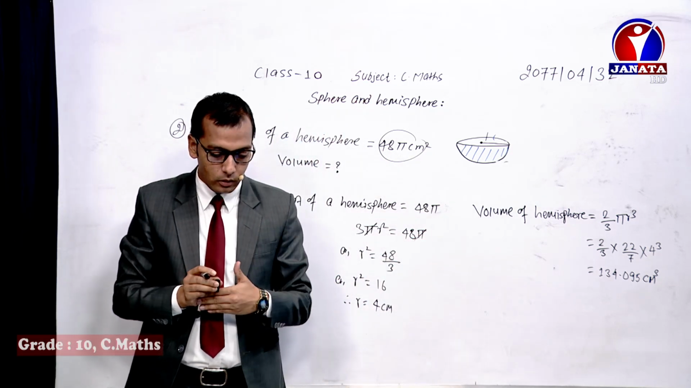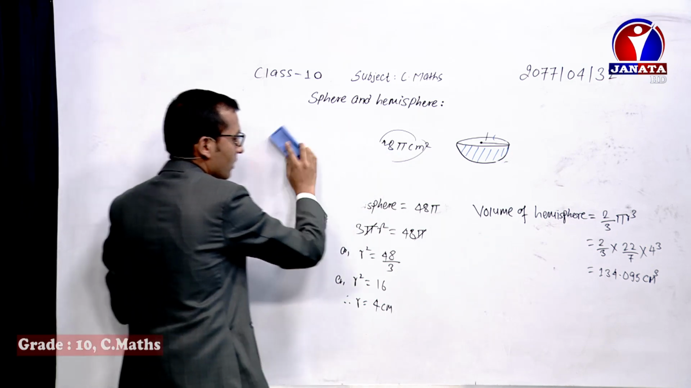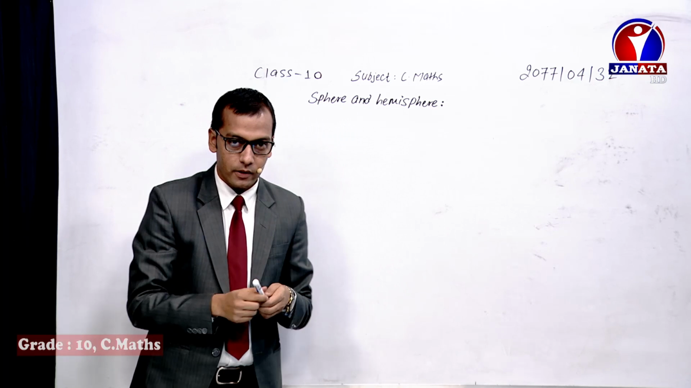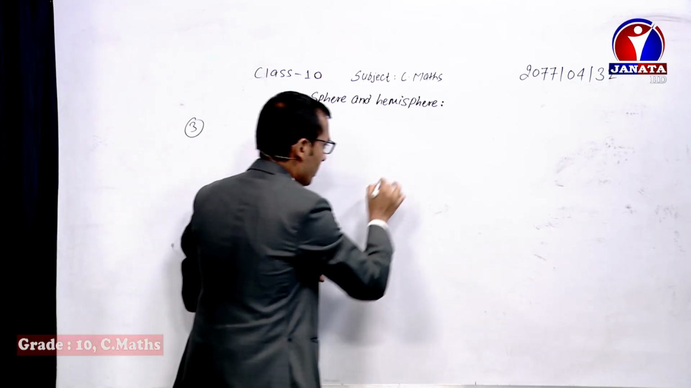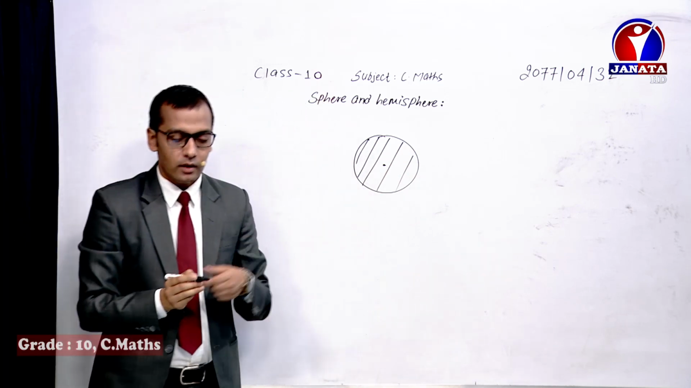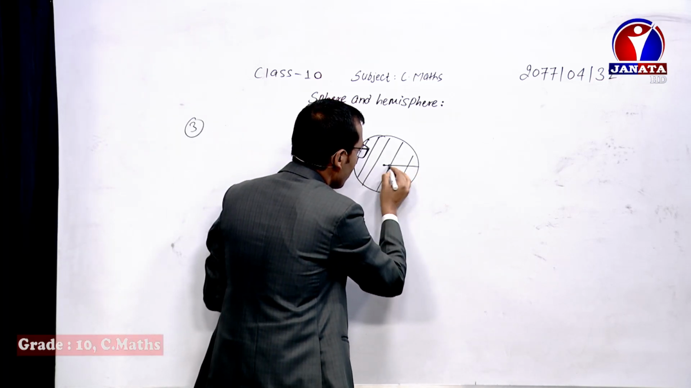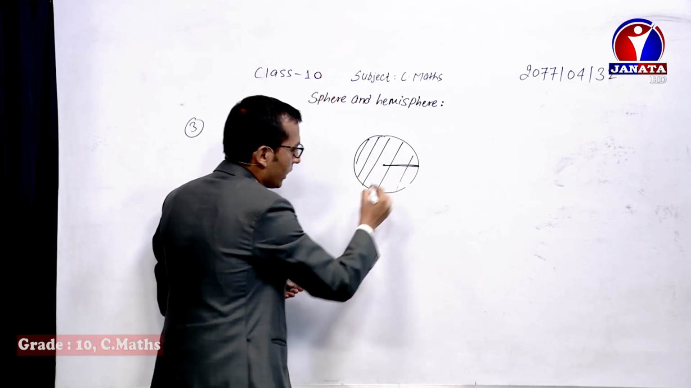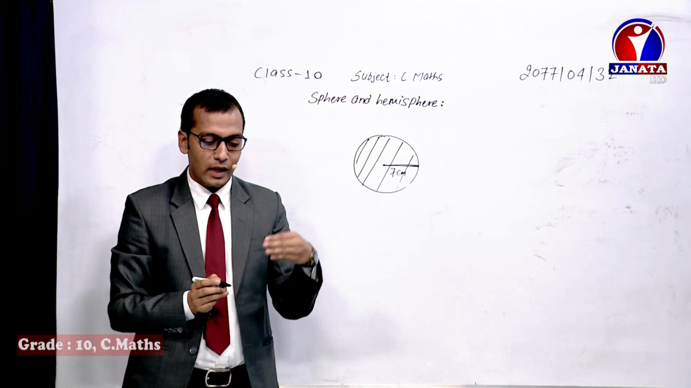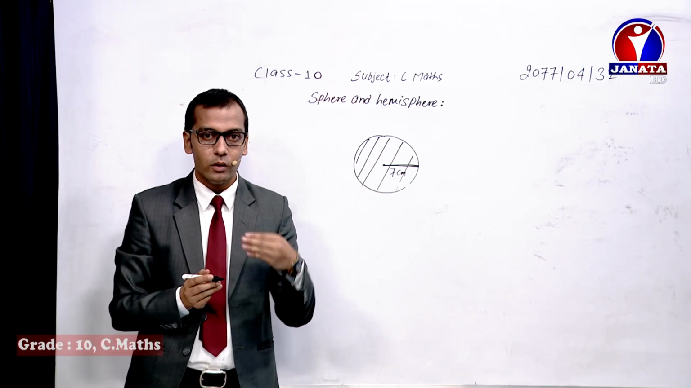Now let me take the last question for today's class. This question says a sphere is cut into two equal halves. This is the third question based on hemisphere. A complete sphere, this is a sphere. This sphere is cut into two equal halves. Here the radius of the sphere is given, 7 centimeter. And now what is the total surface area of the two hemispheres so formed?